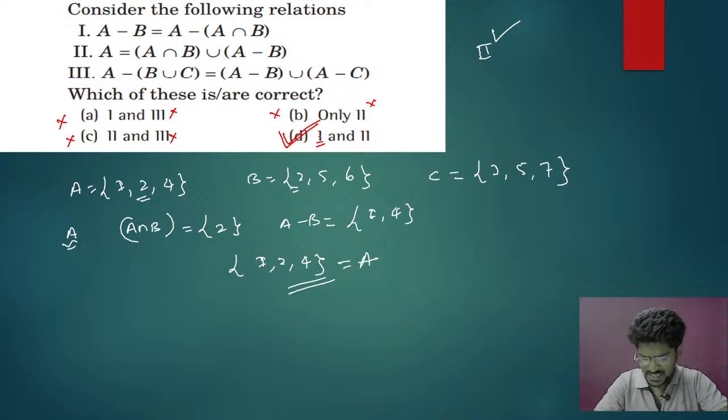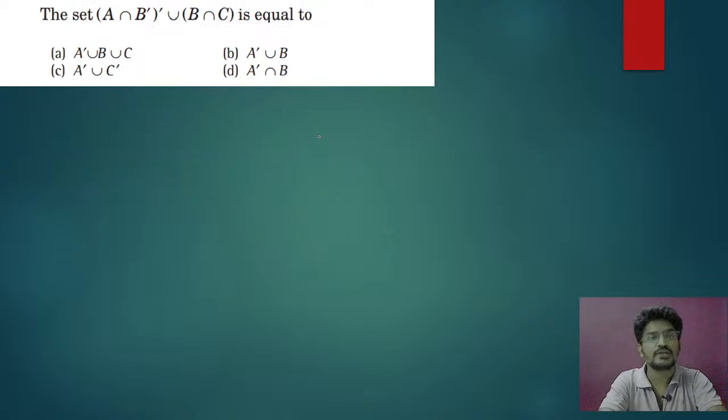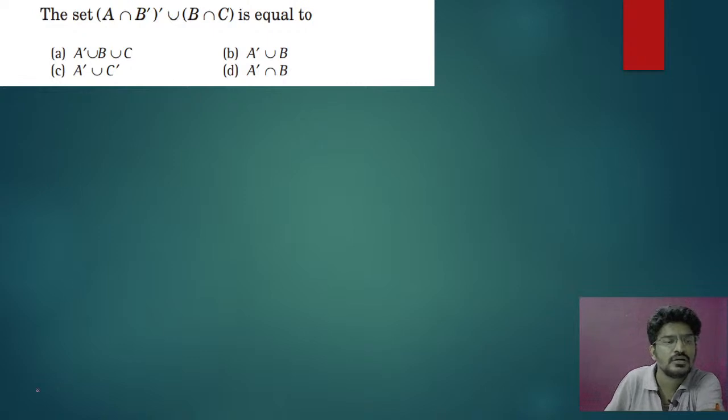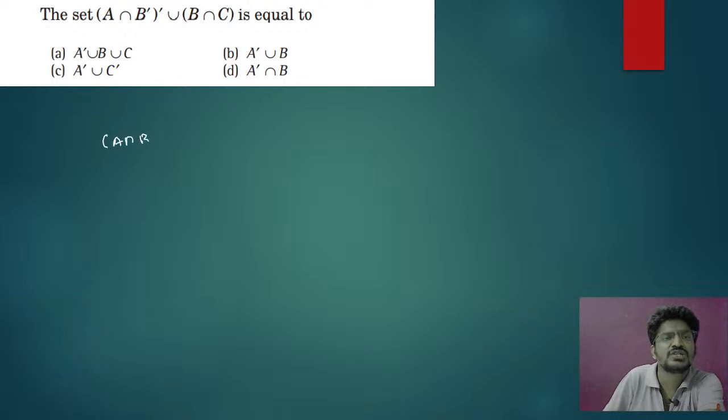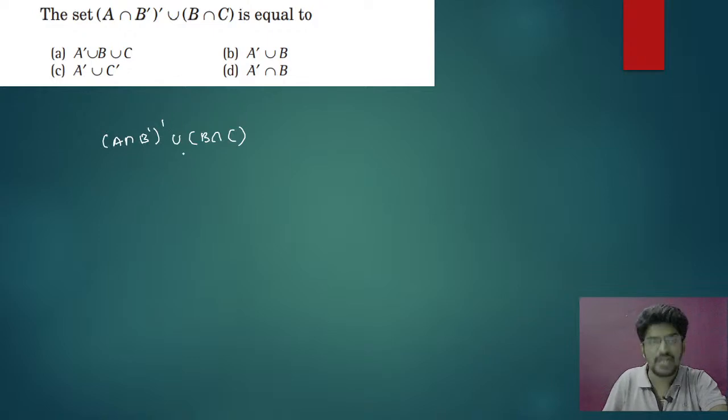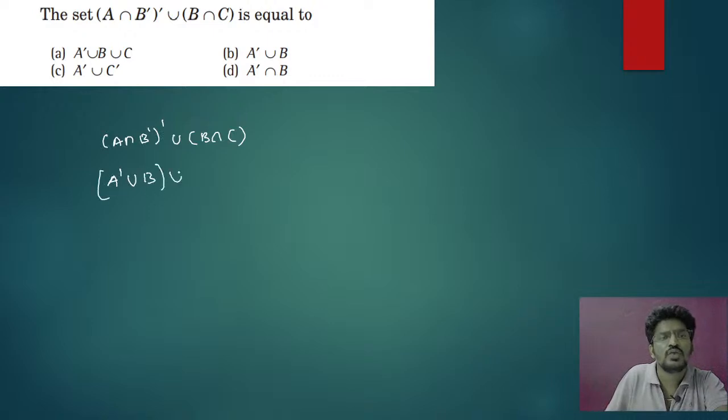Okay. So now let us go for the next problem. Clear? Okay. See this. The set (A intersection B complement) whole complement union with B intersection C. So you can see here, if I apply De Morgan's law, it will be A complement union B, union with what? B intersection C.